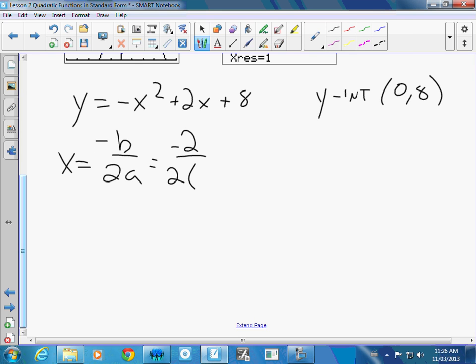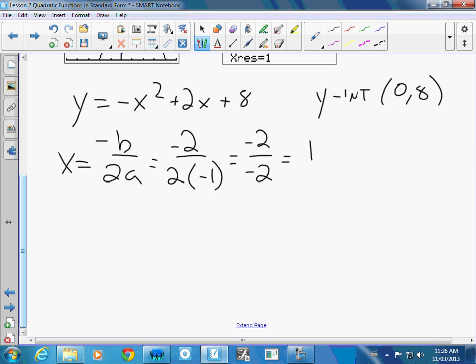So negative 1. Negative 2 over negative 2, which is positive or negative? Positive. Negative divided by negative is positive. Come on, guys. Well, that's only one part of the vertex, isn't it? What else do we need? The y value. But how do we find the y value? Plug it into the original equation. Well, that's easy.